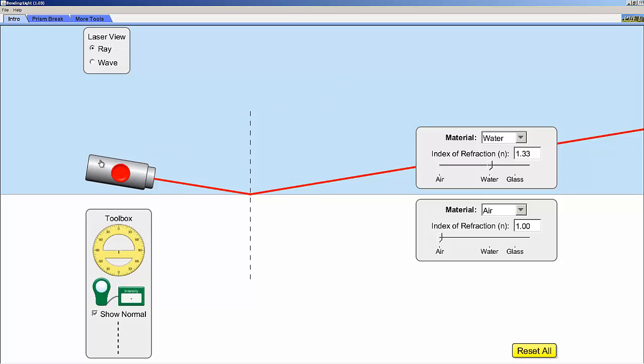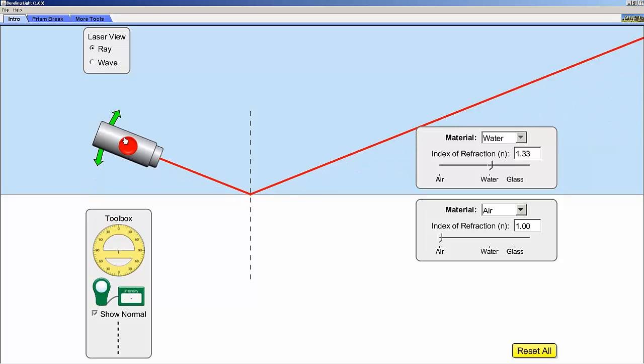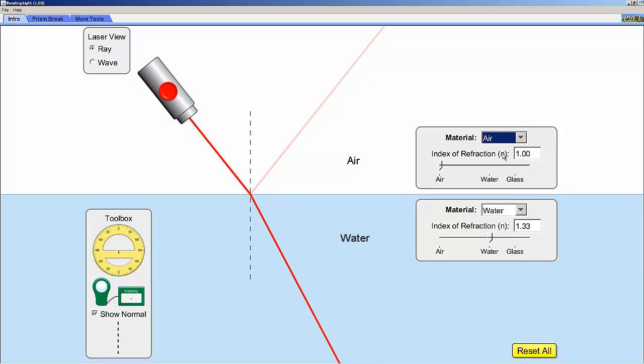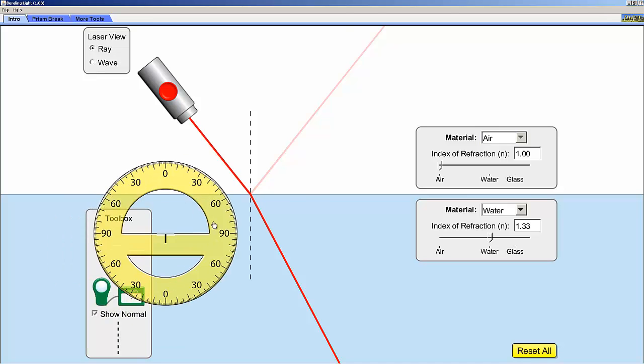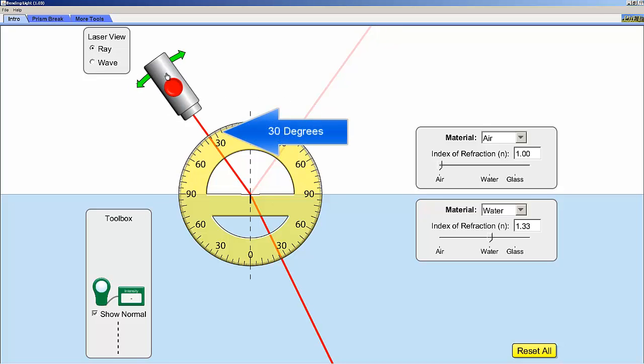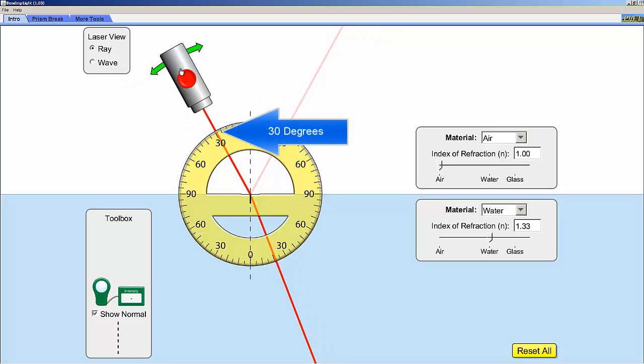So this is an interesting property of materials that turns out to be very useful. Okay, now I'm going to get things back to normal here. We're going to go from air to water. And now we're going to look at the angles here. Let's see, we got a little protractor here. I'm going to take that and put that out here. And we're going to set this angle right here to 30 degrees.